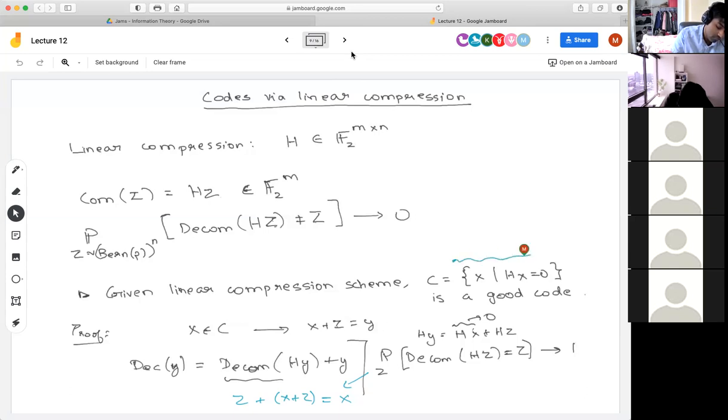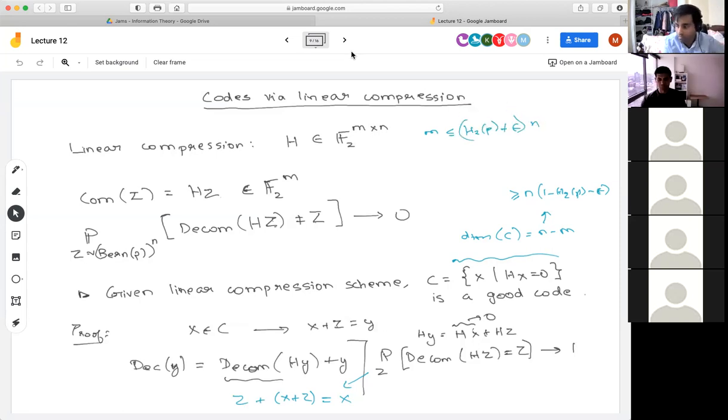So the dimension of the subspace of codewords is n minus m, because m was the number of rows in the parity check matrix, and n minus m is greater than or equal to n times 1 minus the binary entropy of P minus epsilon, because we are taking m to be less than or equal to the binary entropy of P plus epsilon times n. So if we have good linear compression, then we have the kind of code we want. Okay. Any questions?